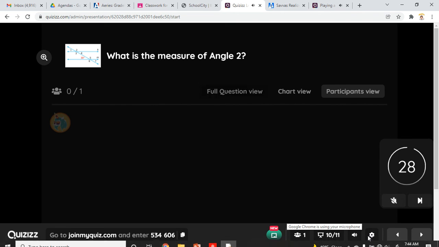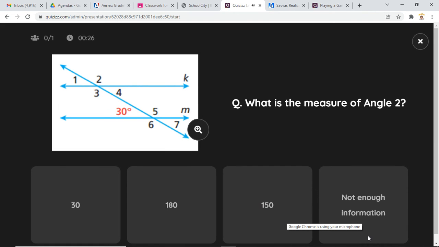What is the measure of angle 2? So here's angle 2 right here, and I want you guys to find the measure of it. Is it 30 degrees, 180 degrees, 150 degrees, or is there not enough information to solve this problem? Feel free to pause the video if you need to and get your answer.